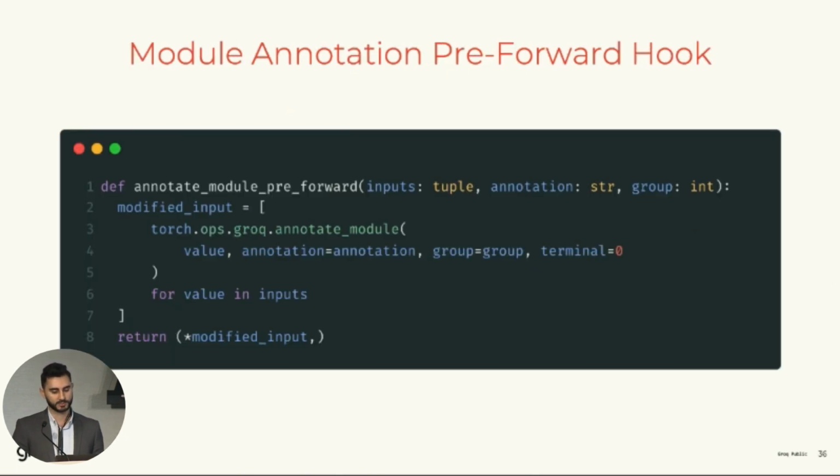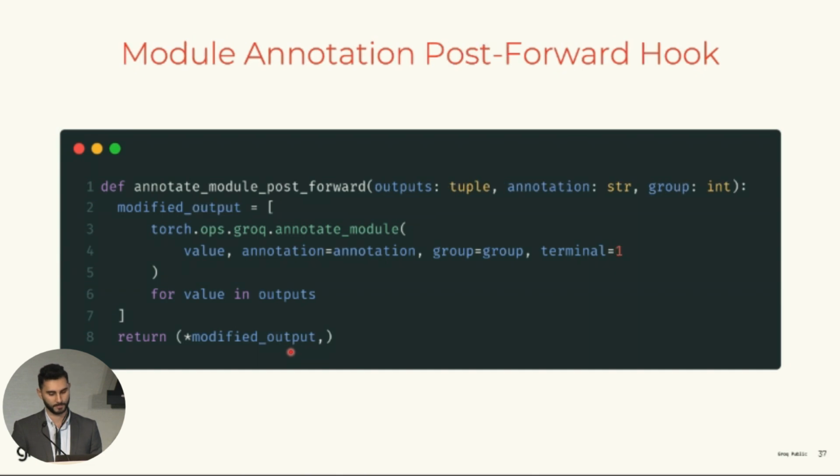To insert these custom ops on modules, the annotate module decorator we previously showed registers these pre and post forward hooks. This is what the module pre-forward hook looks like. The inputs to the forward function are first passed to this hook. Then annotate module custom ops with the respective metadata are inserted for each input. And finally, the annotated tensors are returned, which then will be fed into the actual forward function.